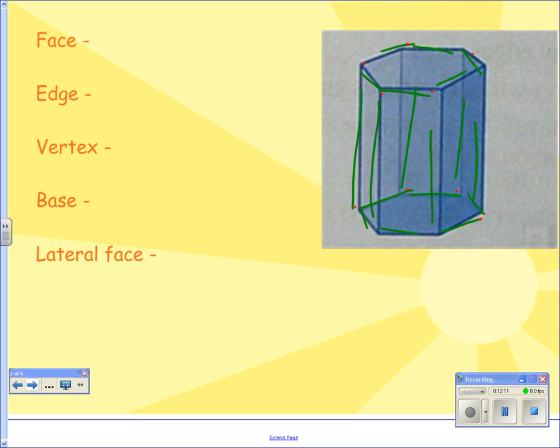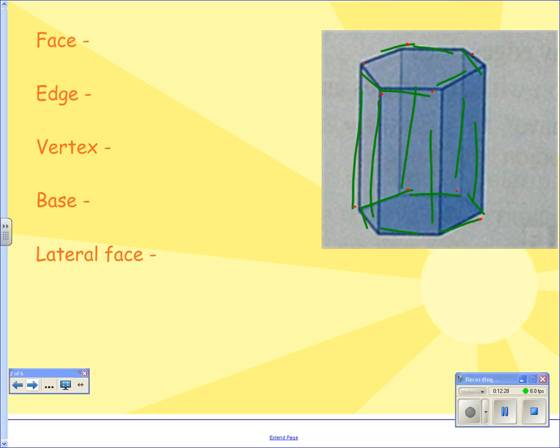How many bases would we have in a cone? 1. How many bases do we have in a pyramid? 1. What about in a cylinder? 2. Okay.